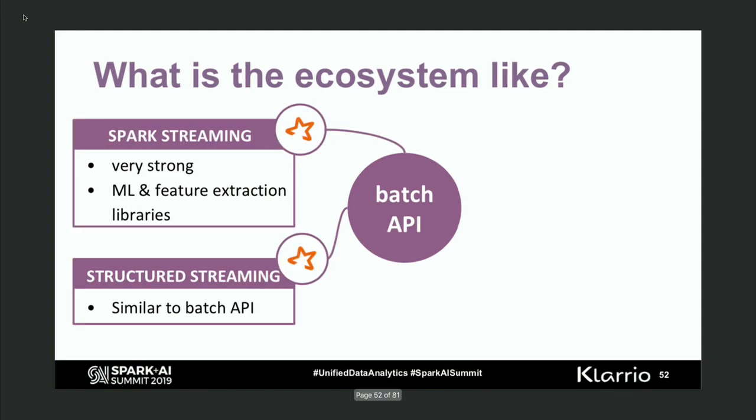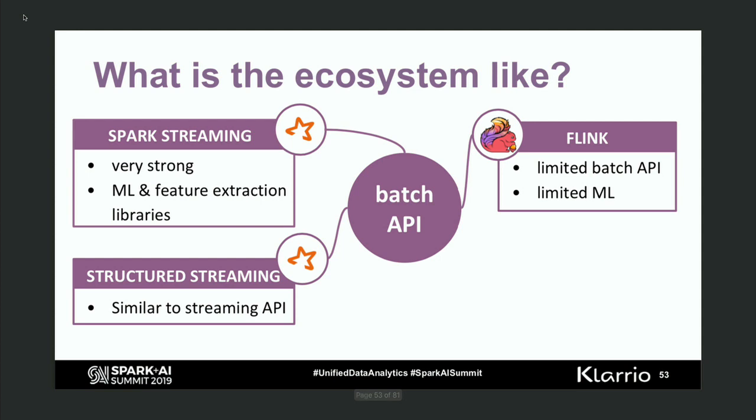So for Spark streaming and structured streaming, as you all know, there's a very strong batch API. It's actually a batch framework doing streaming as well. There are a lot of libraries that you can use for feature extraction and for modeling. For structured streaming, the API that you use in streaming is very similar to the batch API, so it's not a big obstacle to go from batch programming to streaming, which is very nice.